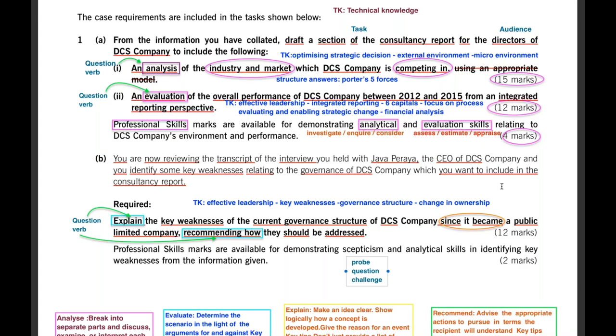For question 1A, would we get marks if we use a different model, or maybe just answer without any model? Yes, you can still get marks. All right. Okay.